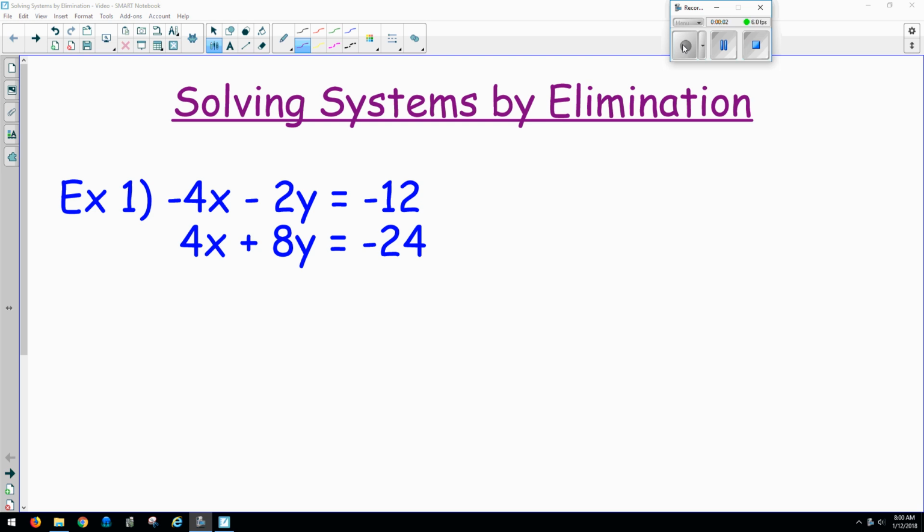Today we're talking about solving systems of equations by using elimination. We've already talked about solving them graphically and solving them using substitution. This is just one more way to solve a system.